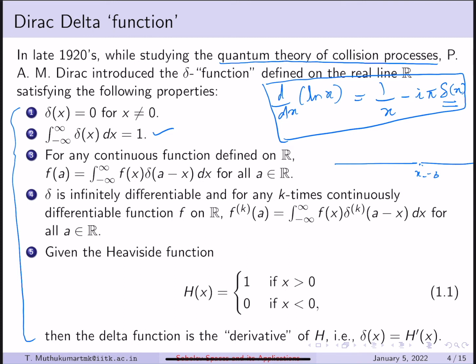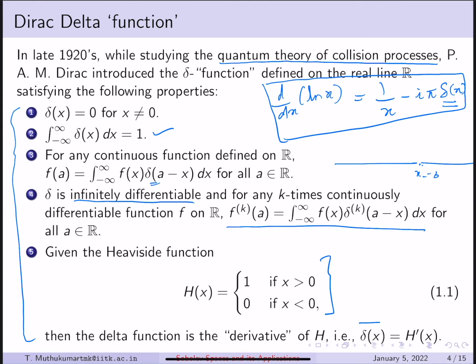And then he said this delta has the property that if you integrate it with the product of any function f, it gives you the value of f at that point where this delta is concentrated. He also said delta is infinitely differentiable, and that the derivative has this relation. He also said that this delta is nothing but the derivative of the step function, and the derivative of the step function itself didn't make sense mathematically in those days.